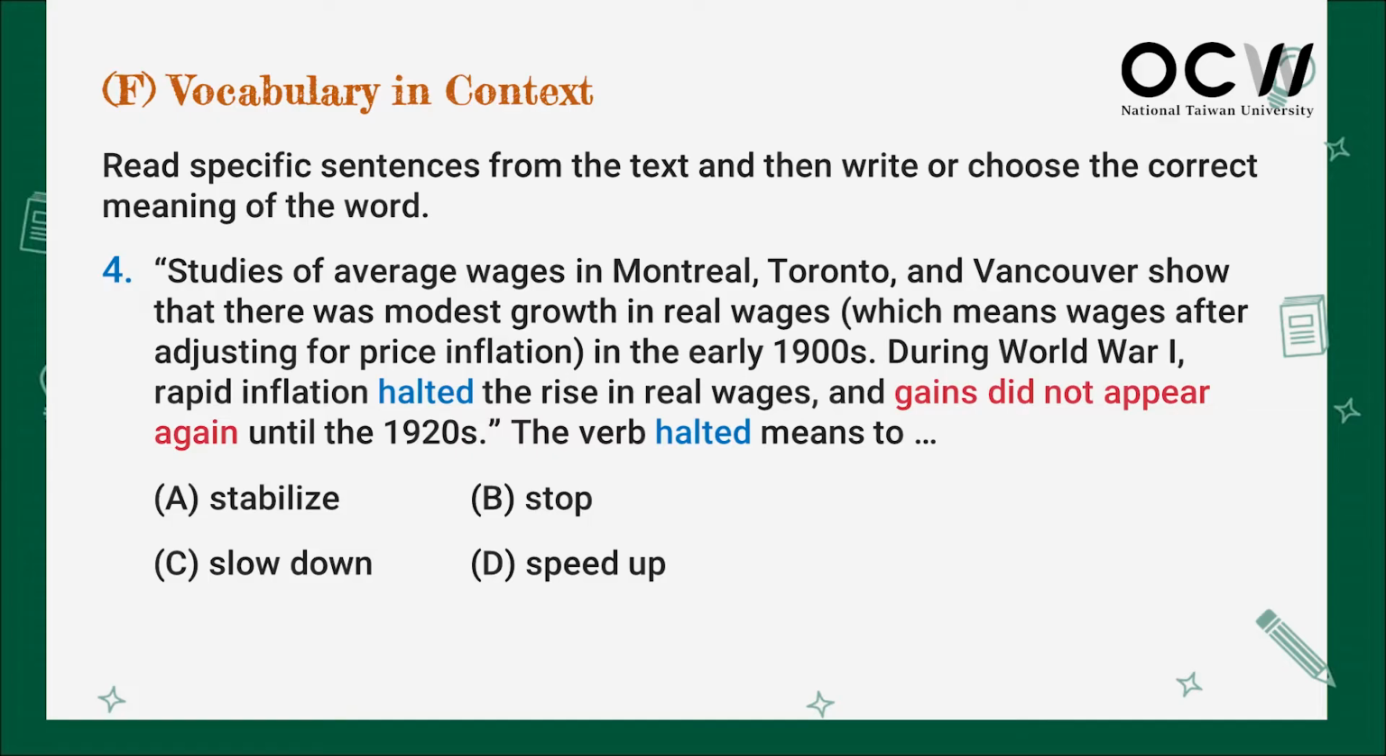And so, based on the further supporting details that gains did not appear again, so something positive did not appear again until later. So based on the four different options that are given, it wouldn't be the word stabilize, because it means something that exists and continues to exist without changing. It wouldn't necessarily mean speed up either, because that would be more of a positive thing. But halted and did not appear again is more of a negative thing. Then we have option B or C, to stop or slow down. Based on the context that it did not appear again, we're going to assume it most likely means to stop. So halted in this case, when we talk about it stopping the rise and that everything was put on hold and nothing better appear again until later, it fits the context better.